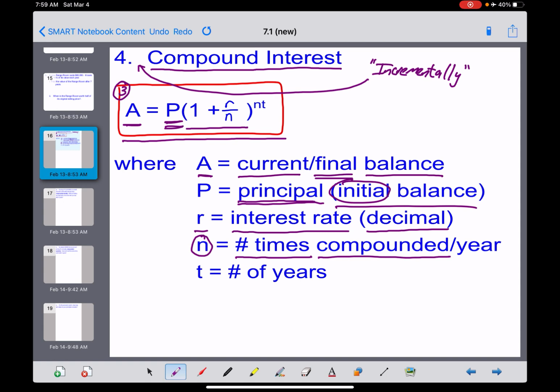And then that base gets raised to a power here that's just a little bit more complicated than it was before.